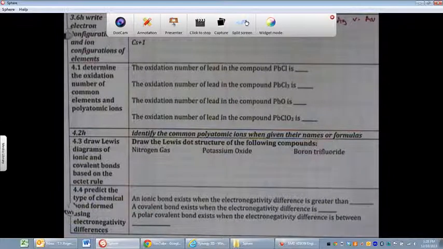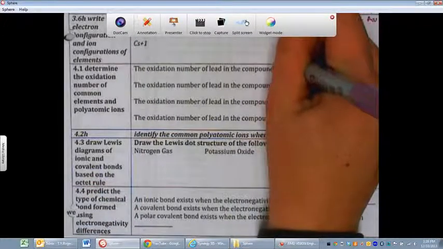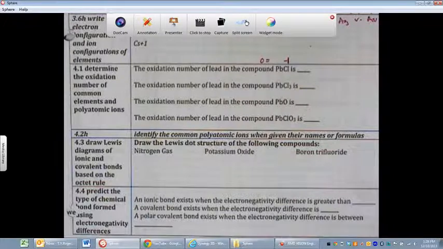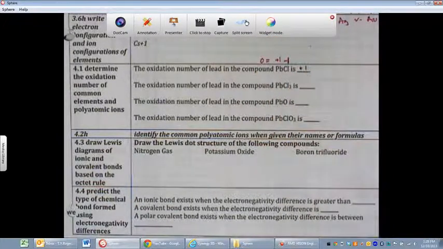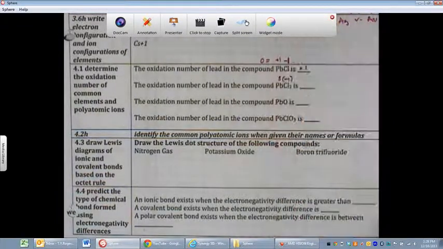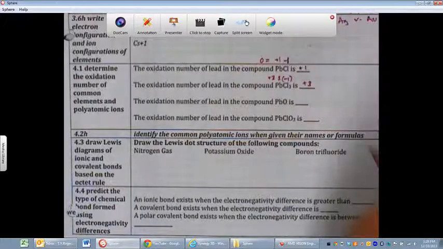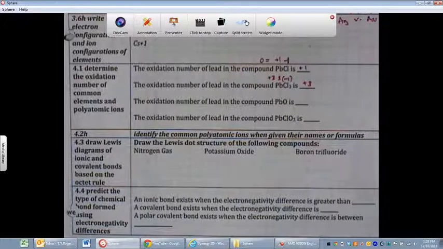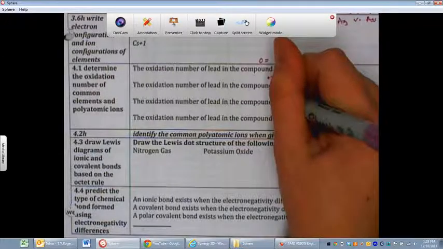So, the oxidation number of lead in the compound lead fluoride. I know that chlorine is -1. This needs to equal out to 0 to be neutral, which means the lead has to be +1. For the next one, I have chlorine again, but there's 3 of them. So 3 times -1 gives me -3. To balance that out, I would need a +3 on my lead. For the next one, I have lead oxide. So oxygen's -2. To balance that out, I need a +2.